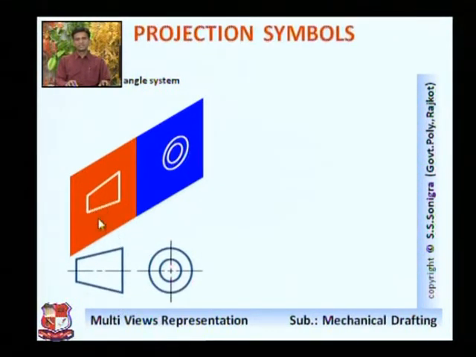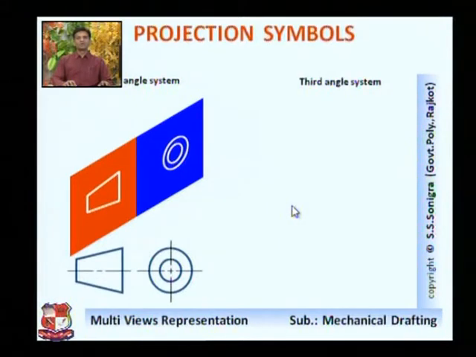So this is the symbol of the first angle projection method. Two circles, which are concentric by nature, and the ratio of the diameters is 2. Say this internal diameter is 8 mm, then the outside diameter would be 16 mm, and this width is 20 mm. That ratio is maintained to represent the symbol.